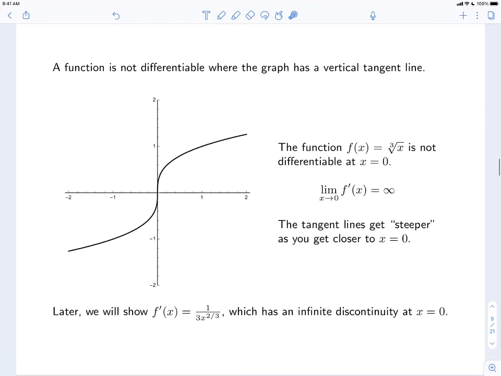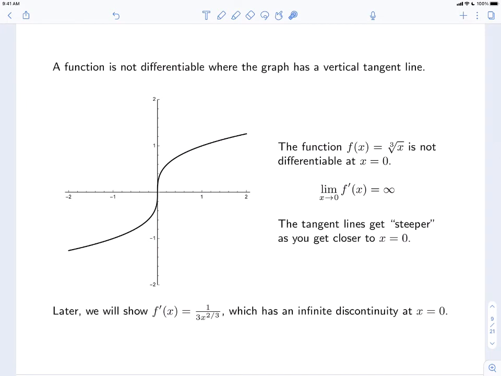Another occasion when you won't have differentiability is when the graph has a vertical tangent line. So this is the graph of the function f of x equals the cube root of x, and it's not differentiable when x is equal to 0. That's because the tangent line there is vertical, it's the y-axis. Later on, we'll show that the derivative of the cube root of x is 1 over 3 times x to the 2/3, and this has an infinite discontinuity at x equals 0.